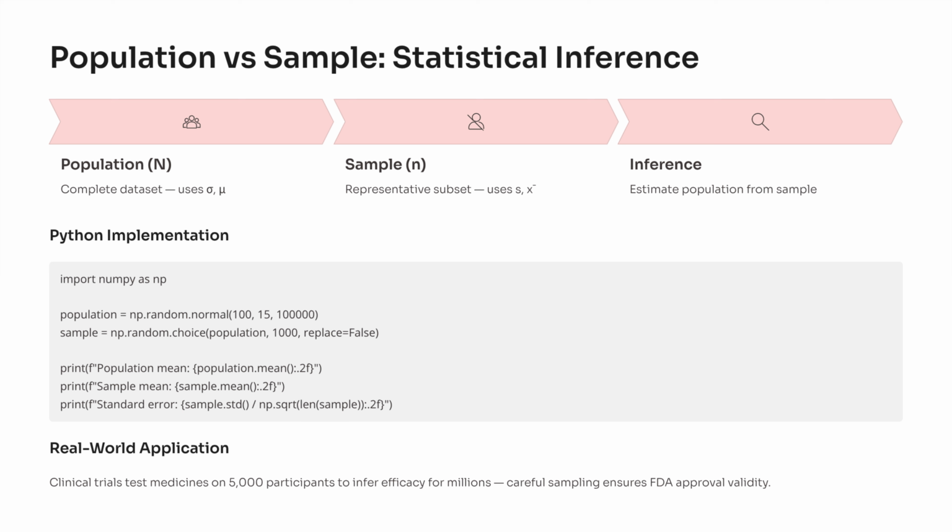So if you get this question in an interview, you can confidently say, a population represents the full dataset, while a sample is a subset used to infer its characteristics. In Python, we can simulate both using NumPy's random normal and random choice functions, then compute their averages and variability to demonstrate statistical inference in action.